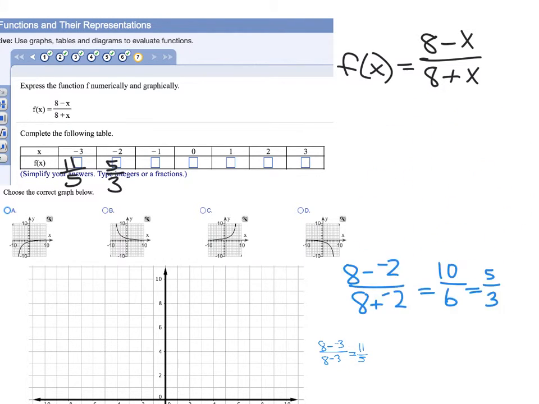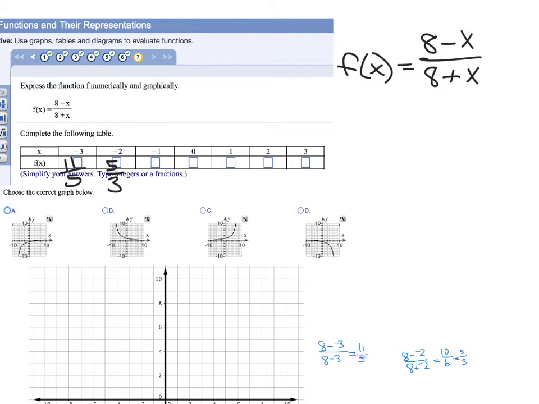And so now we don't need this, so I'm going to bring it down here, get it out of the way. So now we're going to do negative 1. So you've got 8 minus negative 1 over 8 plus negative 1, and that equals 9 over 7, and that's it. Nothing you could do about it. That's as simplified as it gets. So that's 9 over 7.